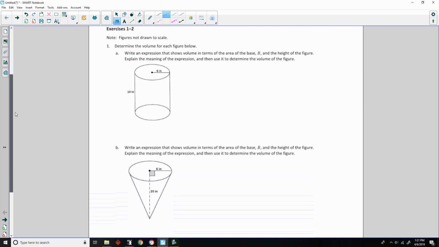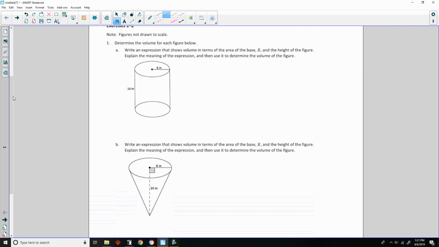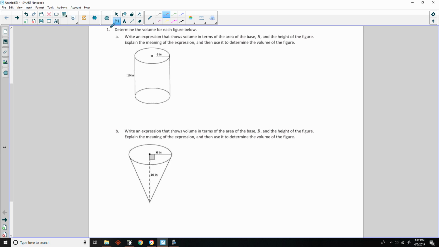Classwork exercise 1. Note, figures are not drawn to scale. 1. Determine the volume for each figure below. Write an expression that shows volume in terms of the area of the base B and height of the figure. So we want to show volume in terms of area of the base B and height of the figure. Explain the meaning of the expression and then use it to determine the volume of the figure.